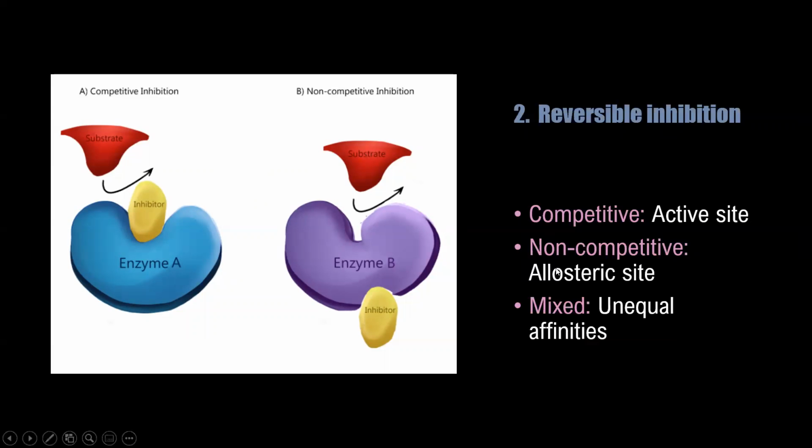And then the third type of reversible inhibition, which is mixed. This happens when the inhibitor has unequal affinities to the enzyme and enzyme-substrate complexes. And in that case, we have mixed inhibition. So this concludes our lecture for today.